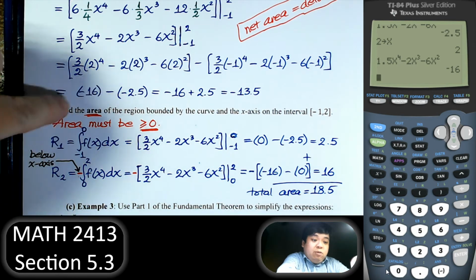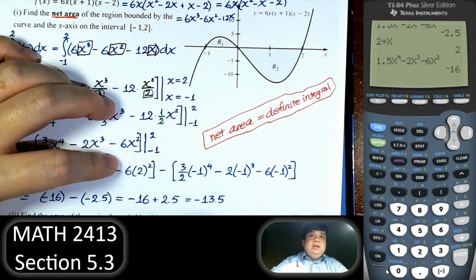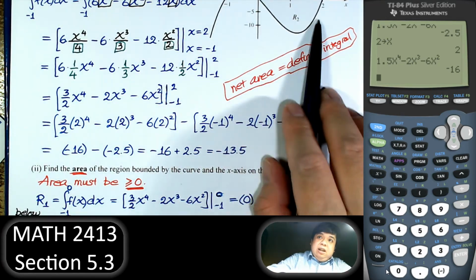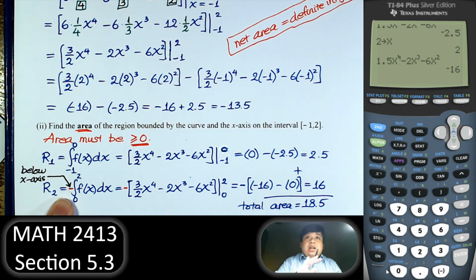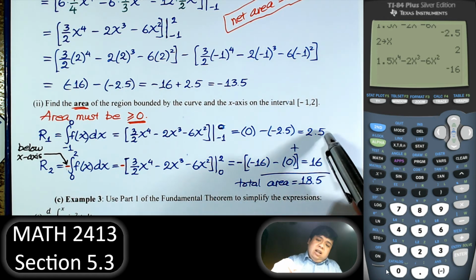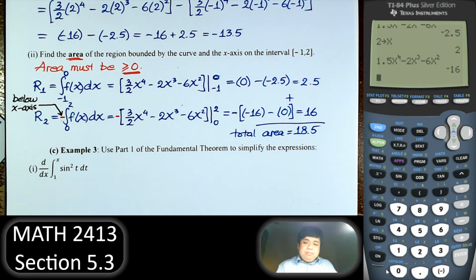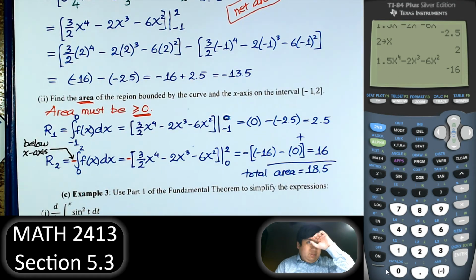But if it asks for the area, we have to split, do whatever area above, and then find the definite integral for the one below. Put an extra negative to guarantee that we have a positive number for the area. Of course, we still can get 0, but anyway, add them up. That is the total area. So that is the difference between the area and the net area. Right.